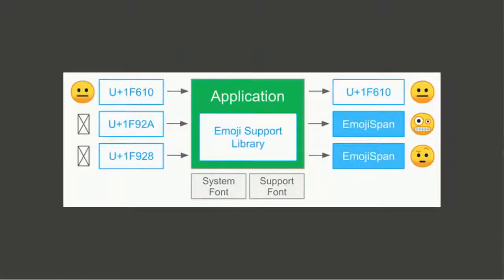So we've decided to fix this. The Emoji Compatibility Library is a support library that has access to a newer emoji font. So what we do is for each emoji that you're trying to render, we check if the system font can render it. If so, we just leave it be. If it can't, we substitute it with what we call an emoji span. And that means that we can use our available emoji font to actually render that for you.